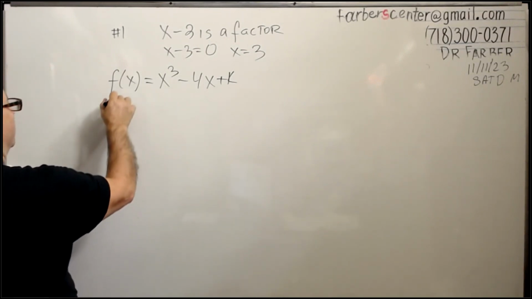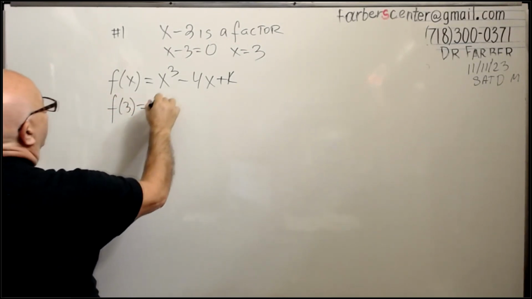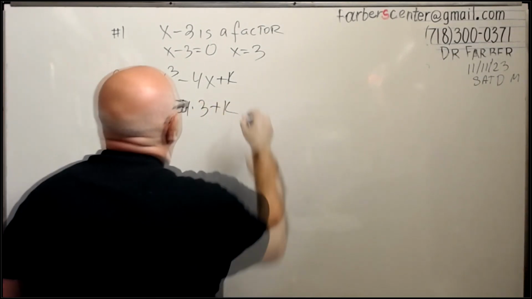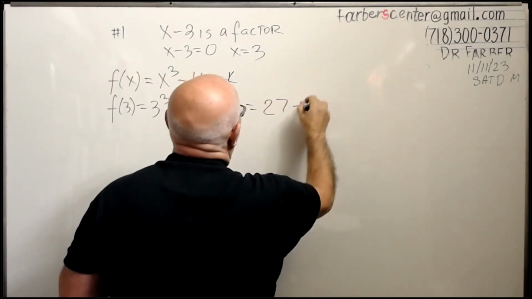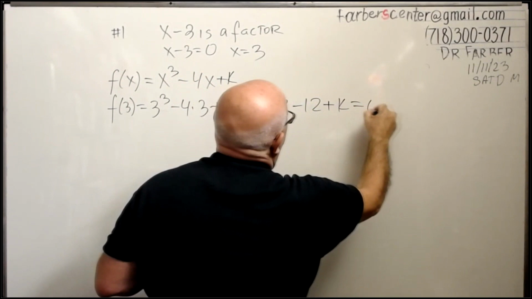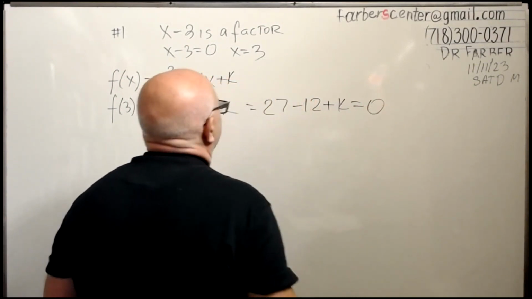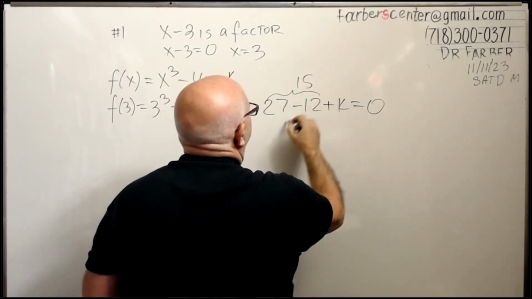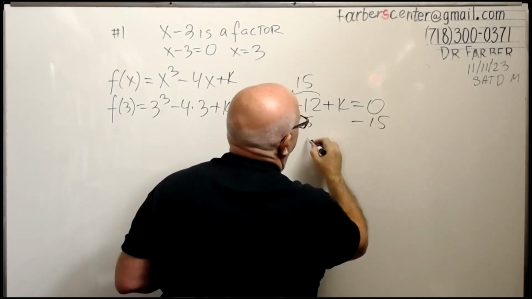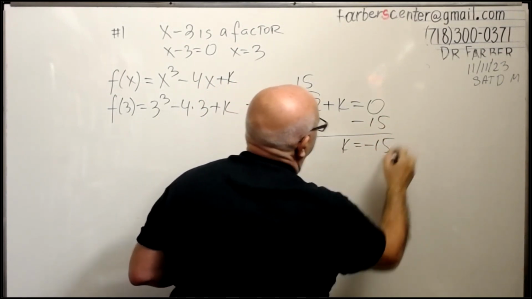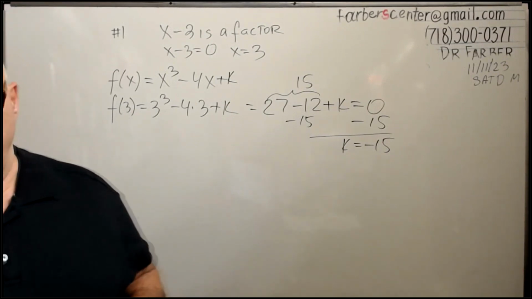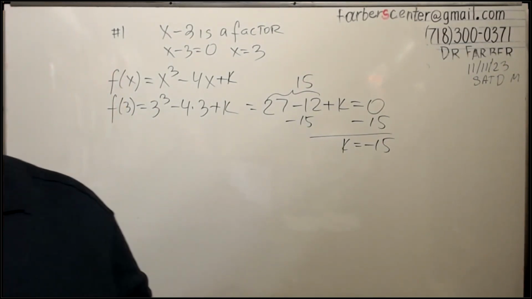Plug in this thing. Minus 4 times 3 plus k, or 27 minus 12 plus k, and this equals 0. So this is 15, minus 15 and minus 15, you get k equals negative 15. Pretty much we're doing the same stuff, only remainder theorem in general term; in factor, the remainder equals 0.